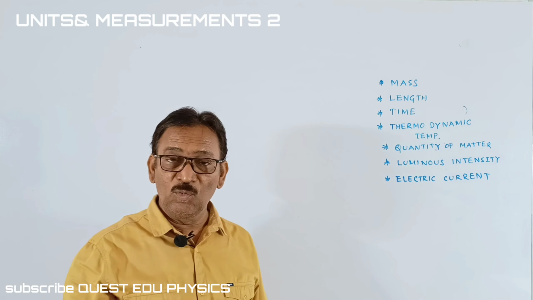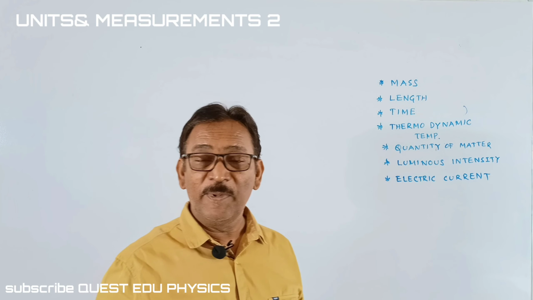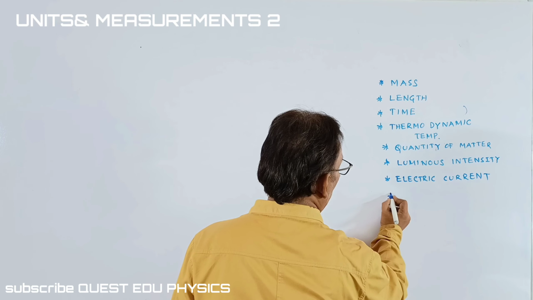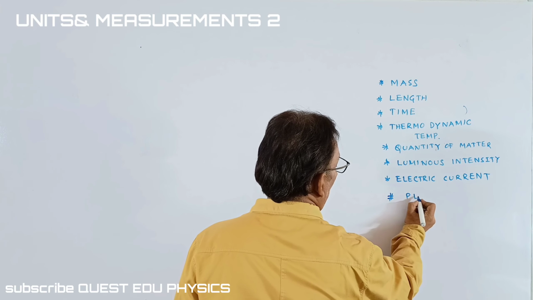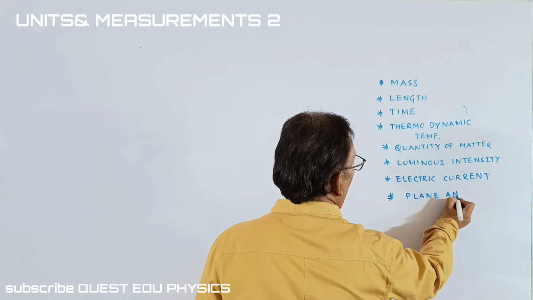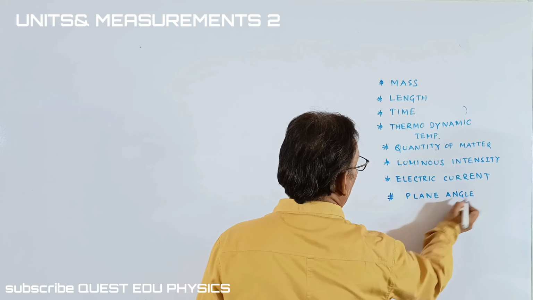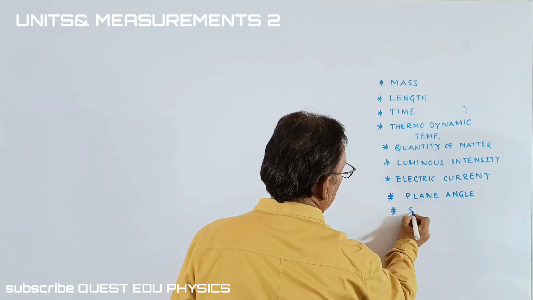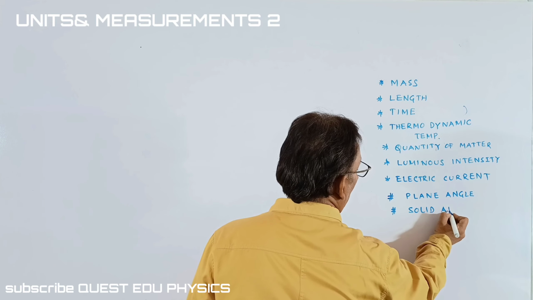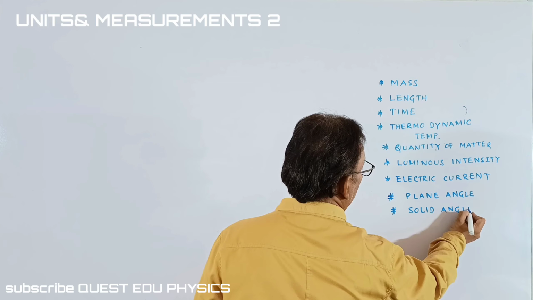In addition to that, we have two more. They are supplementary physical quantities. Here in supplementary, we have two. One is plane angle, and the second one is the solid angle. In the previous video, we learned up to here, okay, students.